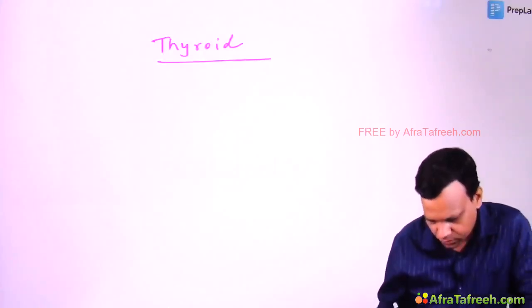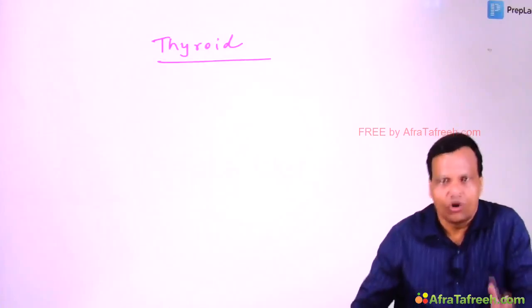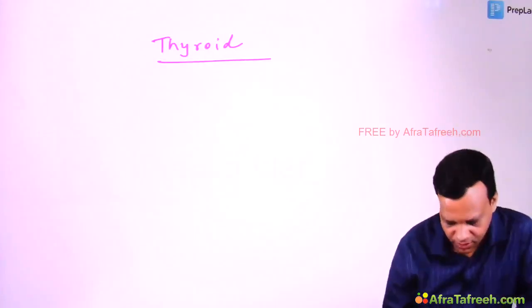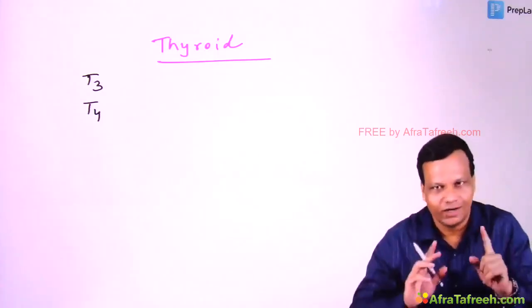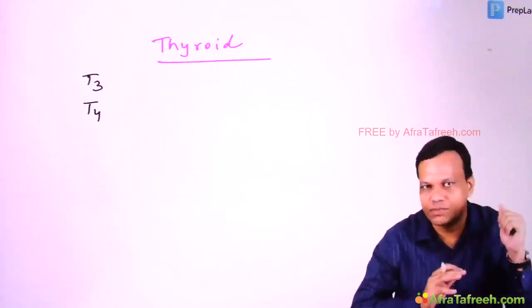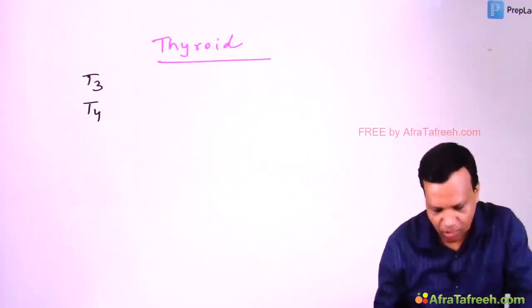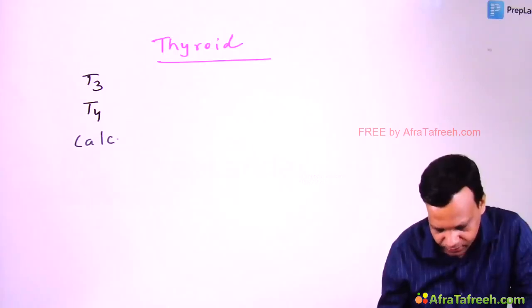So we all know the thyroid secretes three hormones. These three hormones are T3, T4 and not TSH. TSH is secreted by the pituitary, we already covered. The third hormone is calcitonin.